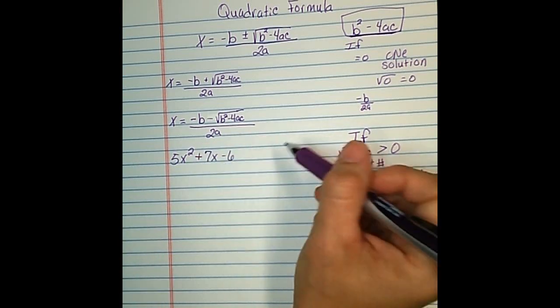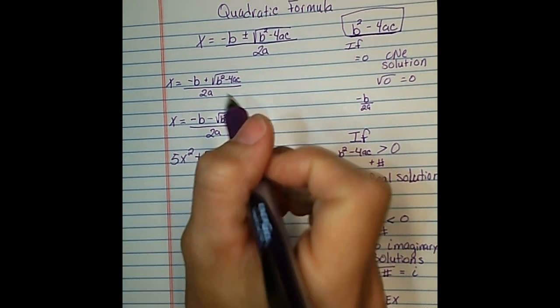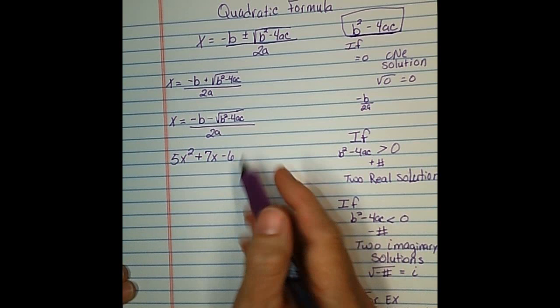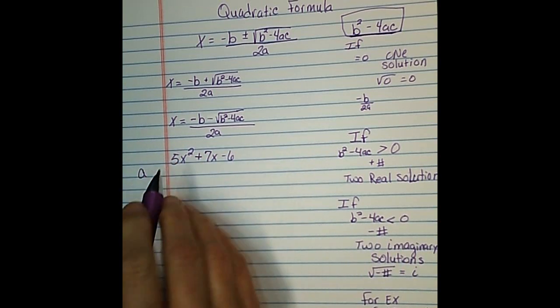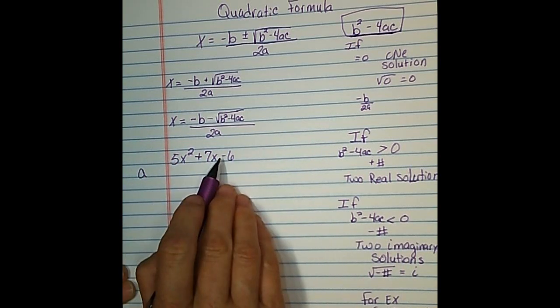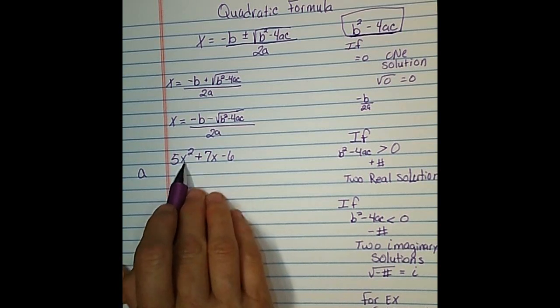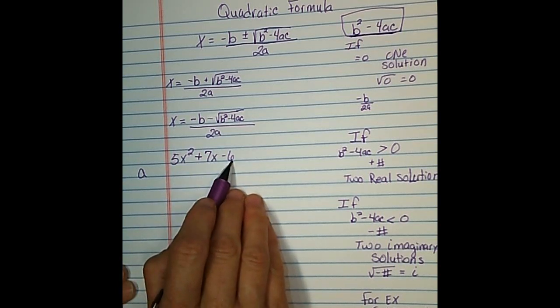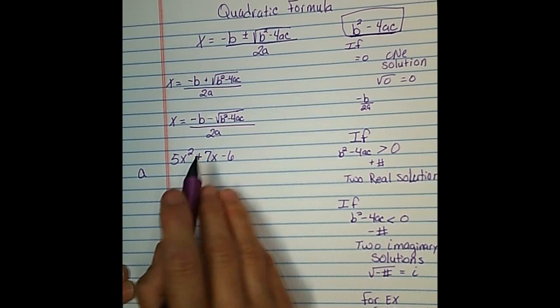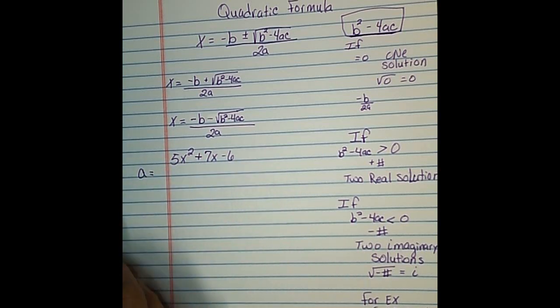Pretend that it doesn't work, and let's use this and solve for x. So I have to determine what a is. Well, in order to determine what a is, is it written in descending order? So I have x squared, x to the first, no variable, so yes, it's in descending order. So now I can determine a.